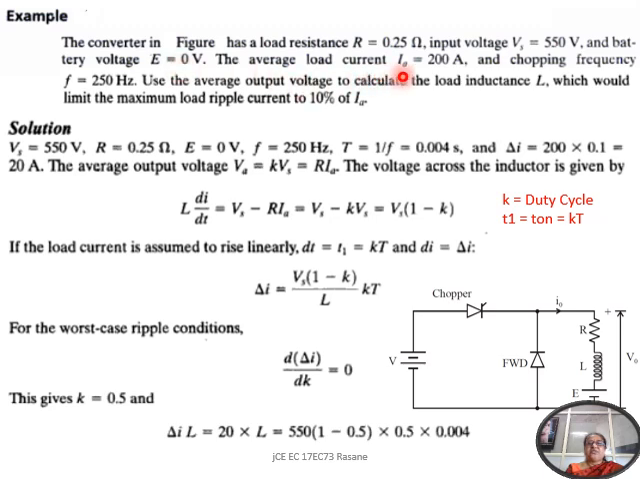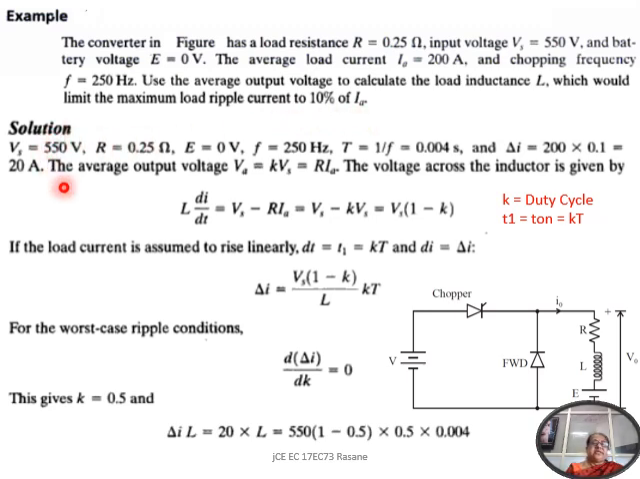They have given the average load current value as 200 amperes and the chopping frequency f is 250 Hertz. Use the average output voltage to calculate the load inductance. You are supposed to calculate the load inductance using the average output voltage formula, which would limit the maximum load ripple current to 10% of the average load current. This is one condition they have put, that is, the maximum load ripple current is 10% of the average load current.